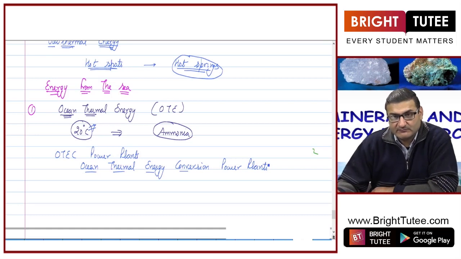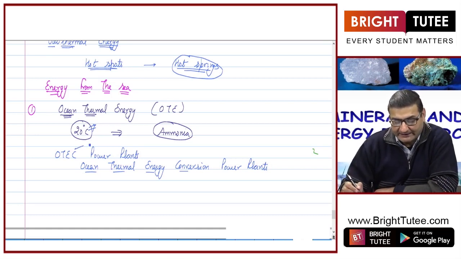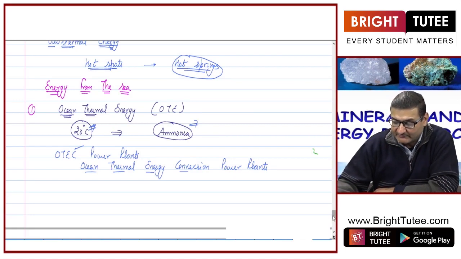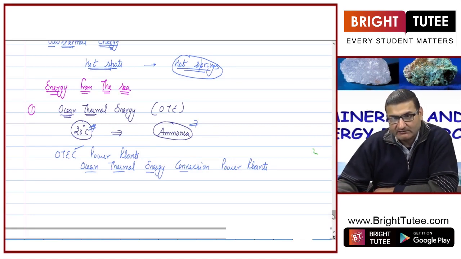Fine. And for this we need to remember specially two things. Apart from the full form of OTEC, we need to remember that the temperature difference should be 20 degrees, and substances like liquid ammonia are used whose boiling point is comparatively quite low. Fine. So, this is one way by which we can try to obtain energy from the sea.